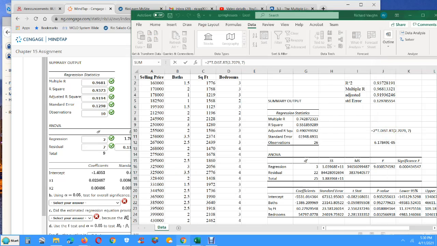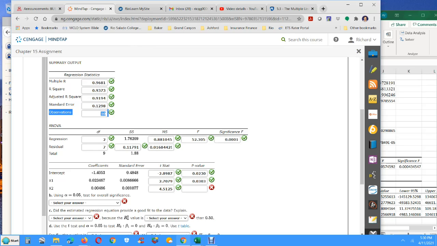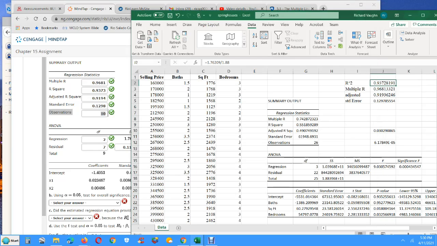Now let's talk about the regression statistics. First of all, the R-squared value. The R-squared value, I don't know if you can see up in my browser window up here, is just the quotient of the sum of the squares of the regression divided by the sum of the squares of the total. So I'm going to take the 1.76209 and divide by 1.88. And I get 0.93728, and that's my R squared that goes in the second box. The multiple R, which is in the first box, is just the square root of R squared. So just take the square root, equals SQRT if you're using Excel, and then that gives you the R, which is the top box here.